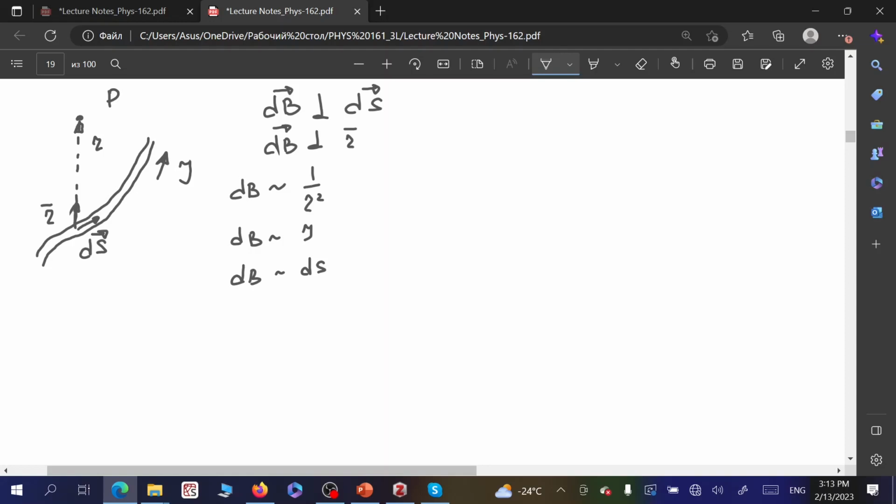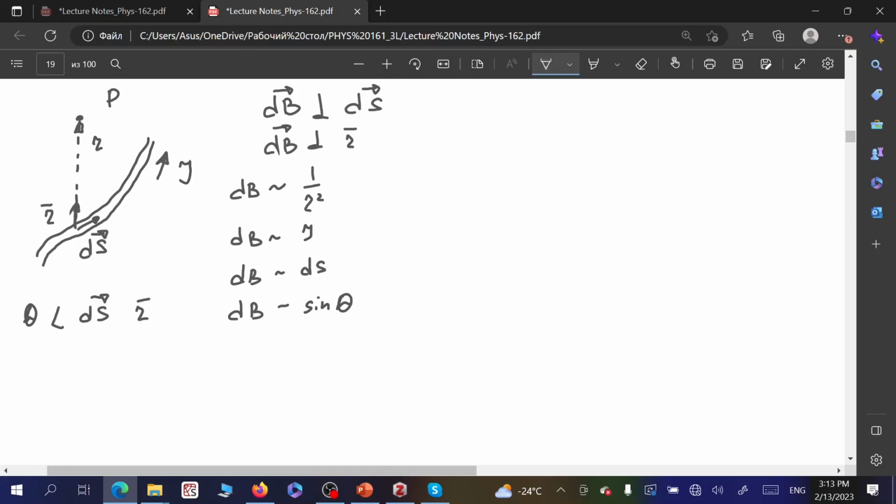However, there is one more thing, and that is that the magnitude of the magnetic field vector is proportional to sine theta, where theta, we can write it here, is the angle between the ds vector and the r unit vector.